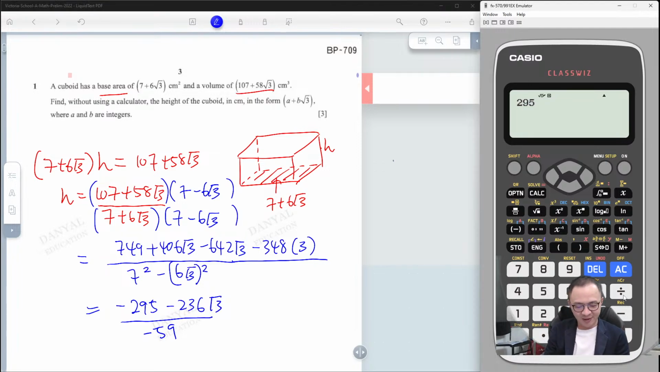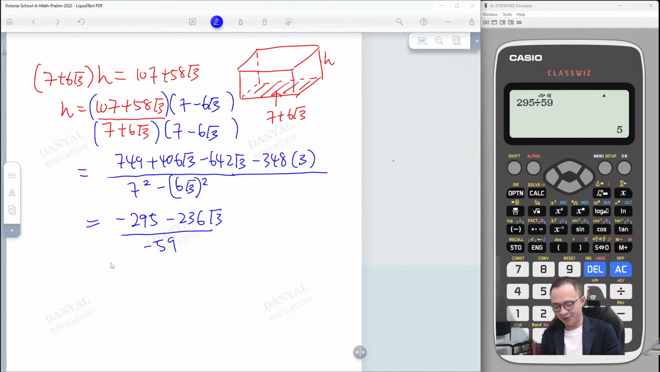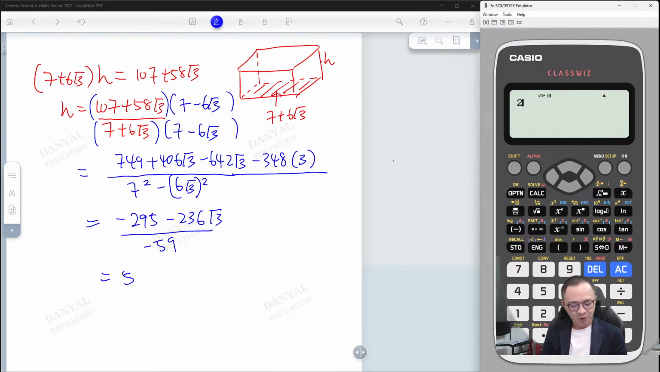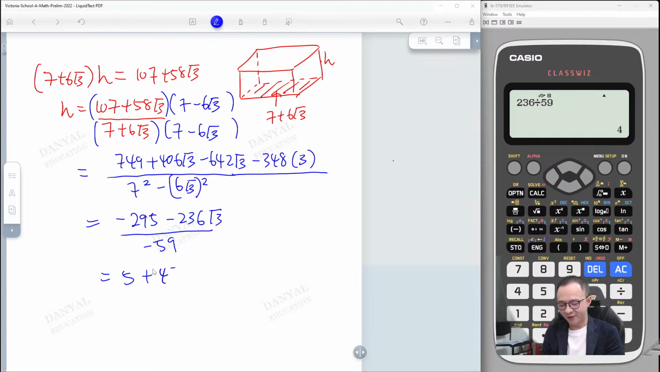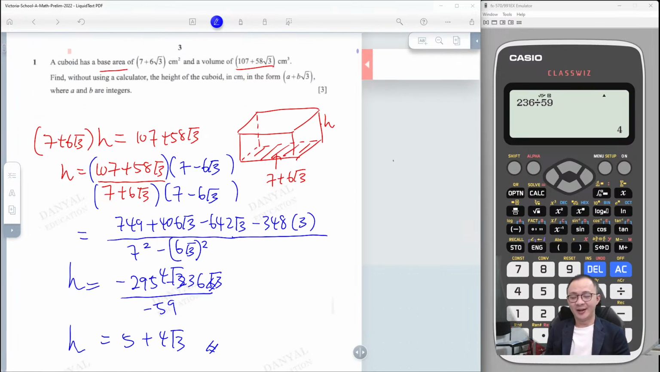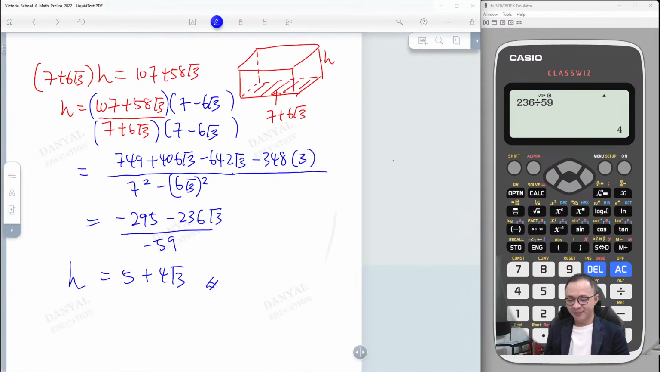Okay, can 295 be divided by 59? Yeah, it can, so it will be good. This one will be 5. Can 236 be divided by 59? Yeah, plus 4 sub 3. That's the final answer, so this is the height. So just do it carefully. Yeah, shouldn't be too hard.